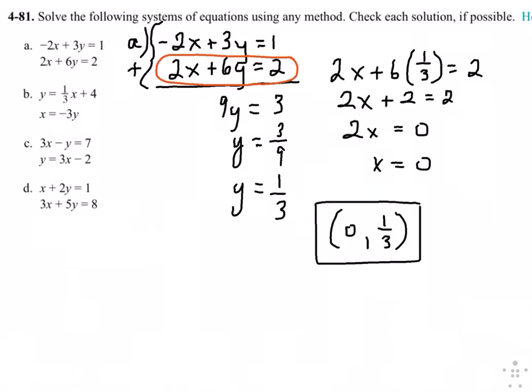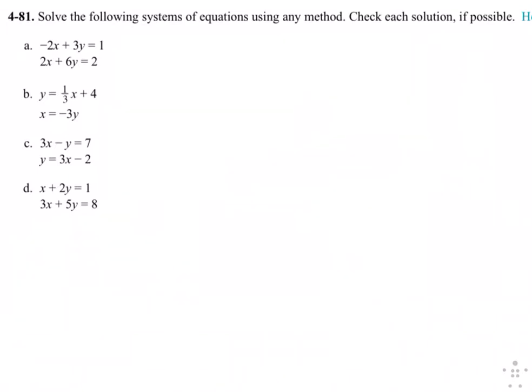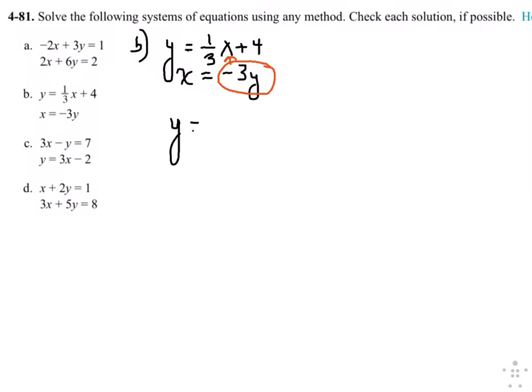Okay, let's do B. Let me make some space. So for B, we have y equals 1/3 x plus 4, and x equals negative 3y. So this one kind of jumps out at me. For substitution, I'm going to take the x value and put it in right there for x, right? So the top equation now becomes y equals 1/3, and instead of x, I'm going to write negative 3y plus 4, right? We took this top equation and we substituted in negative 3y for x.